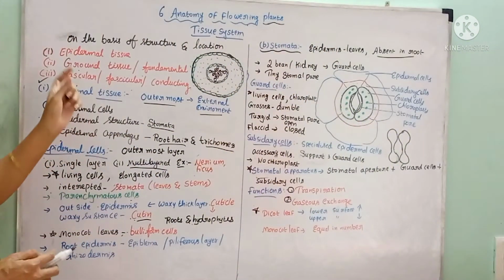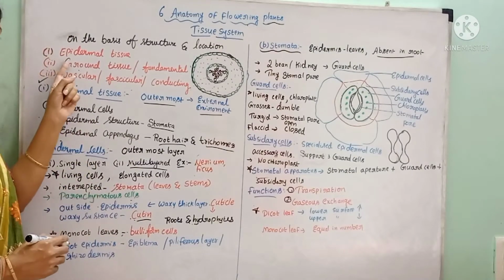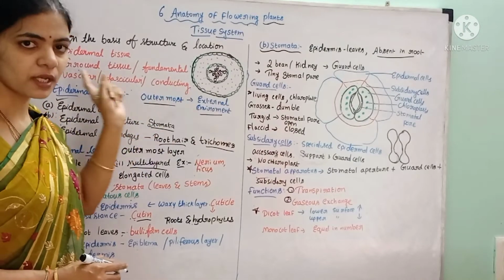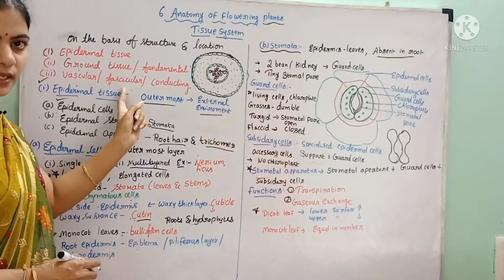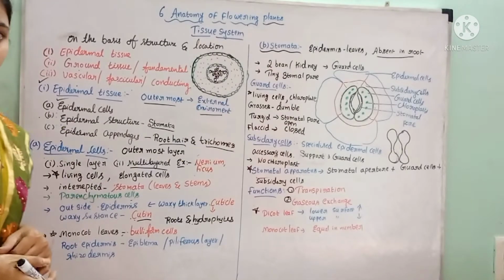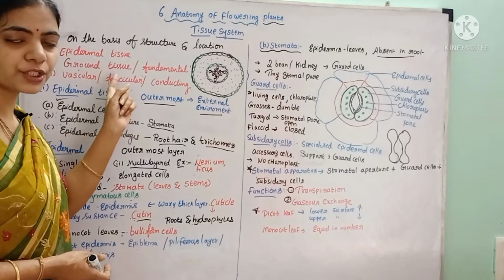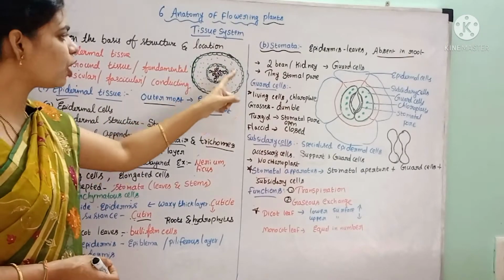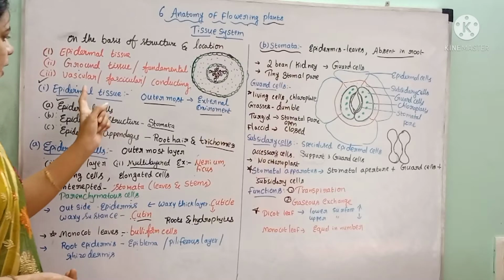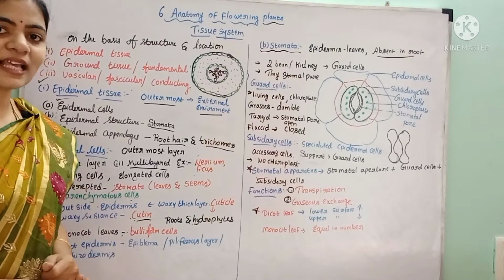If we see the tissue system on the basis of structure and location, there are three different types of tissue systems. The first one is epidermal tissue, the second one is ground tissue, which is also called fundamental tissue, and the third one is vascular tissue, or fascicular tissue, or conducting tissue. The epidermal tissue is the outermost layer present in the roots and stems of the plants. The second one, ground tissue, forms the main bulk of the plants. The total plant bulk is made by this ground tissue or fundamental tissue. And the third one is vascular or fascicular conducting tissue, which includes xylem and phloem.